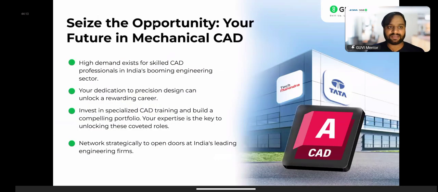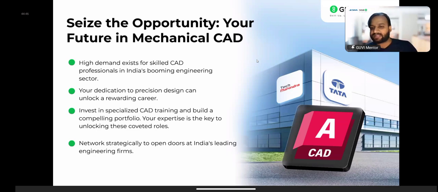So, moving on to the next slide: seize the opportunity, your future in mechanical CAD. High demand. How can you invest in yourself? You can go for CAD training, advanced training, where you can build your portfolio. You can also create a network there, which I told you why it's needed, because if you're starting as a fresher, then you need to create a network also.